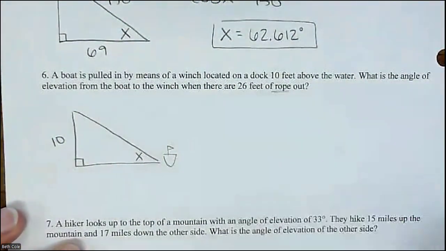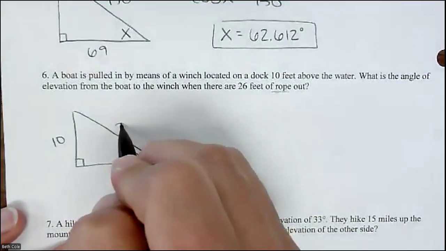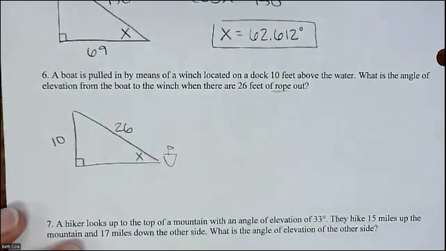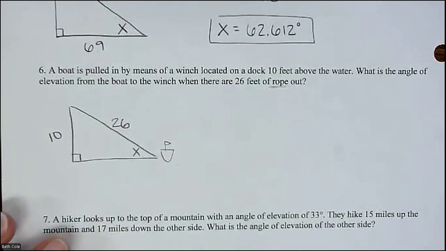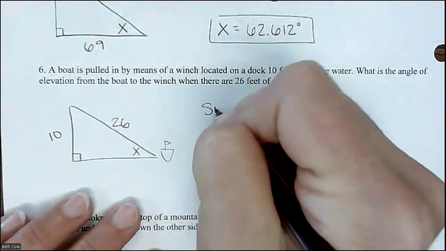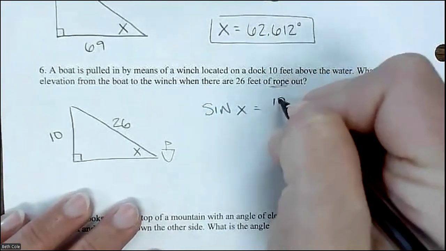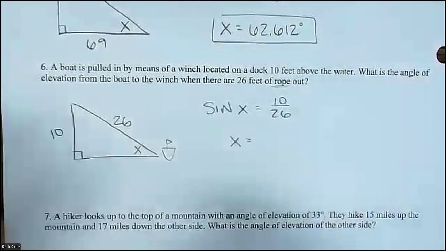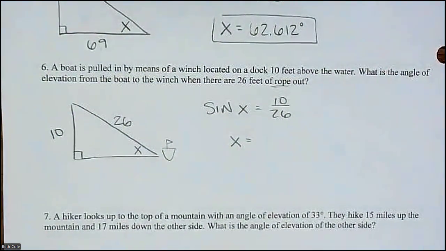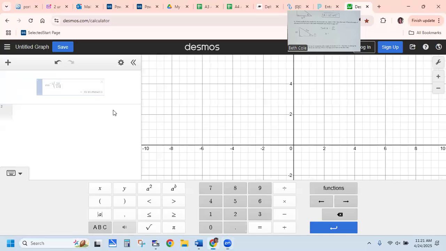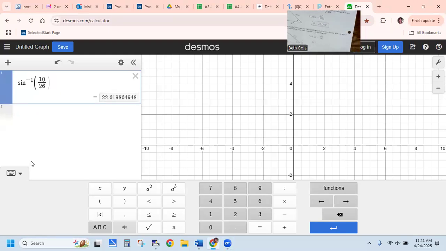26 feet of rope out. So the rope connecting to it, that would go right there. So sine, cosine, or tangent? Sine. Good. So sine of X equals 10 over 26. And again, your units aren't going to be feet or meters or yards or whatever it was. Your units are going to be degrees. Again, clear this all out before you start each time. 22.619 degrees.